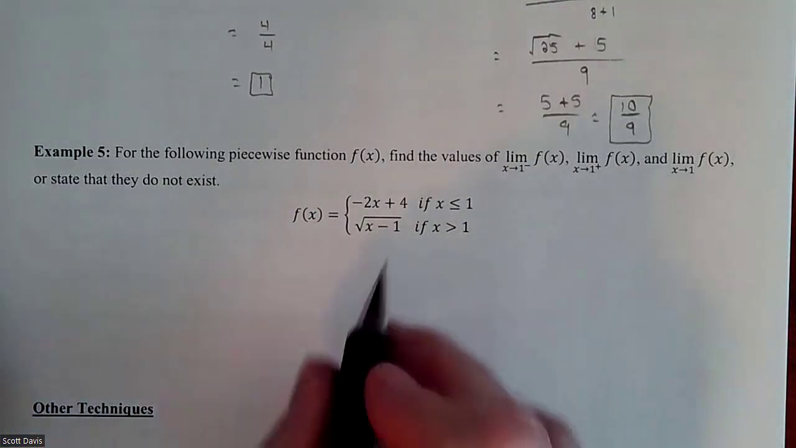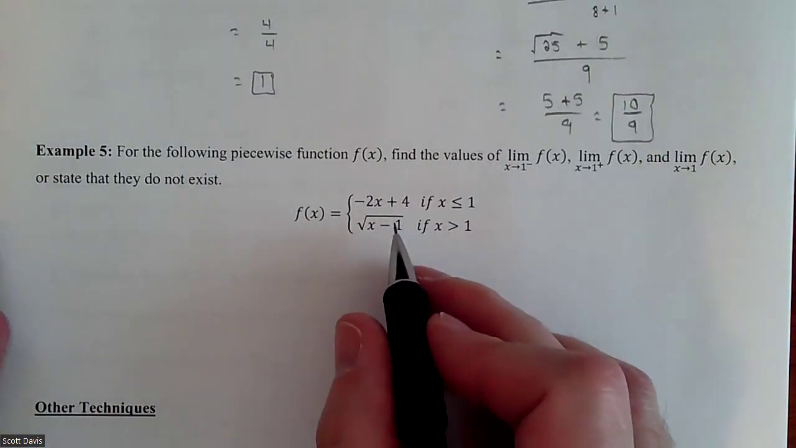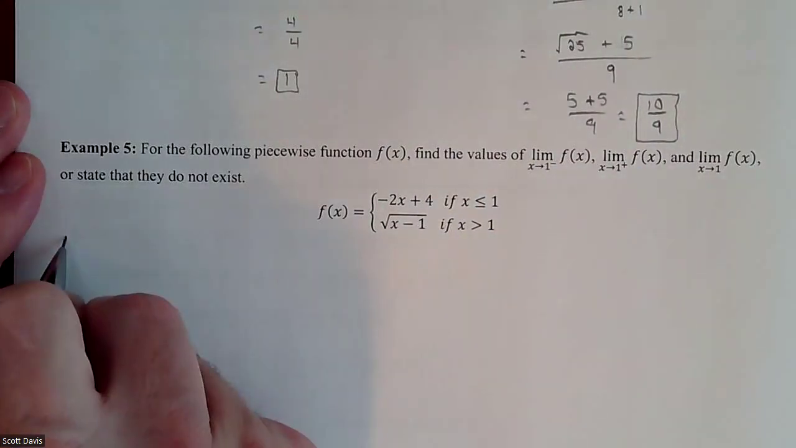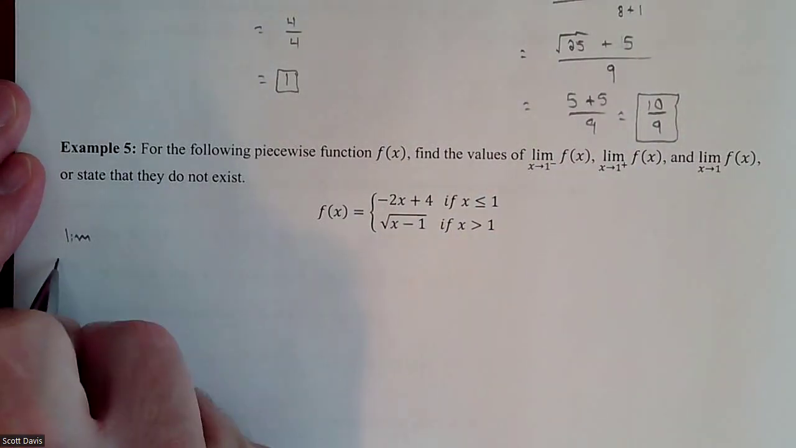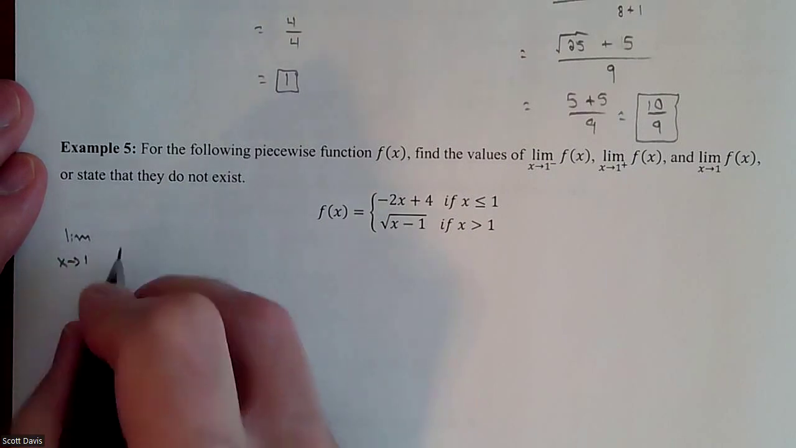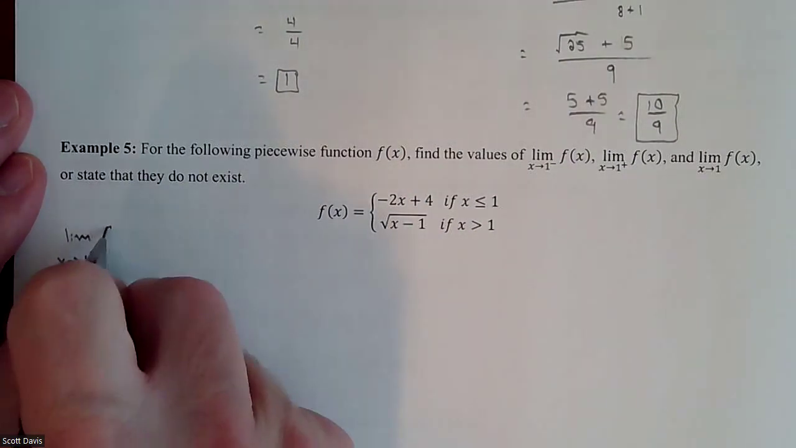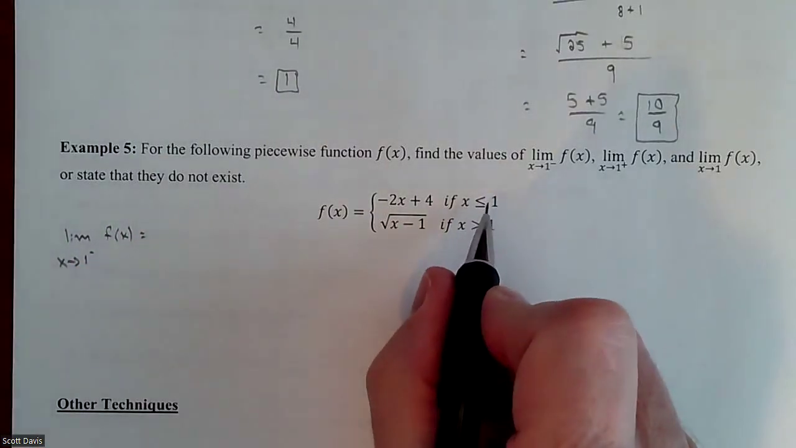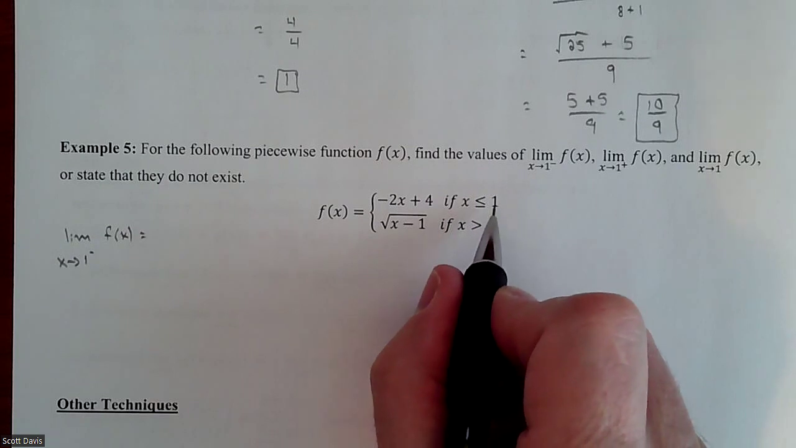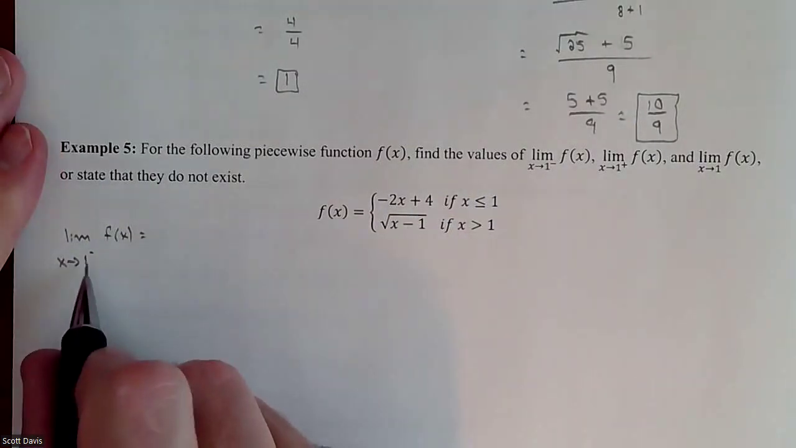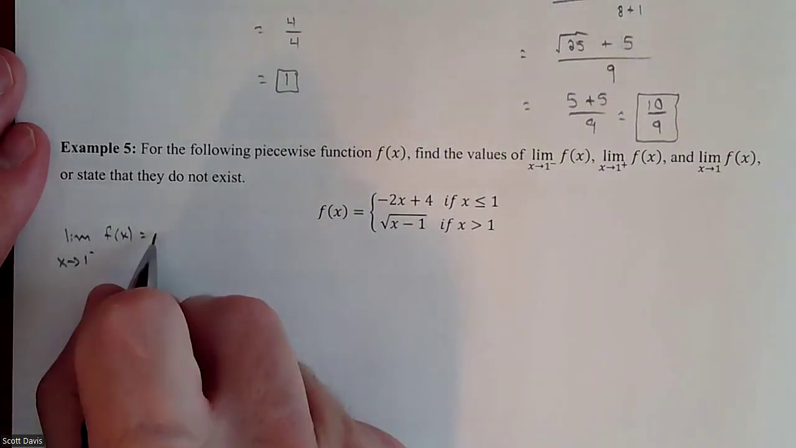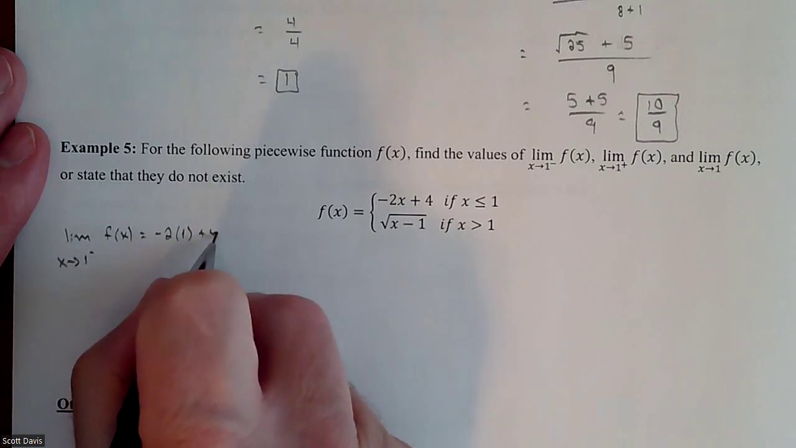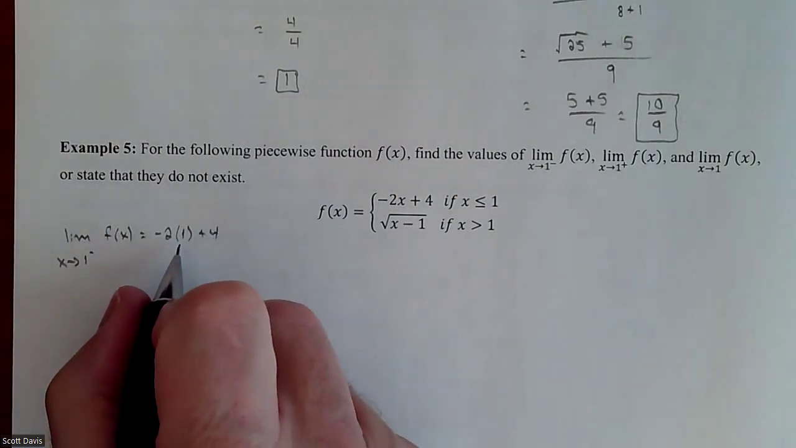I don't necessarily need to graph it. I could graph it, that would be good, but I could also just plug in from the left and plug in from the right. So if I do the limit as x approaches 1 from the left of this function, the left would be values that are smaller. We want x's that are less than or equal to 1. So we're taking negative 2 times 1 plus 4. We're assuming we're infinitely close to 1, so we're just going to plug in 1.